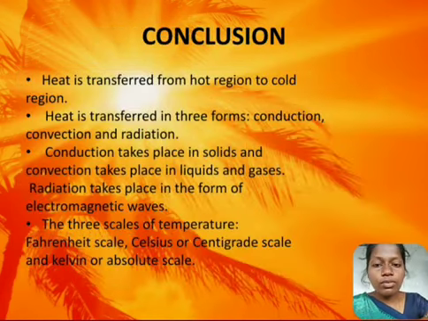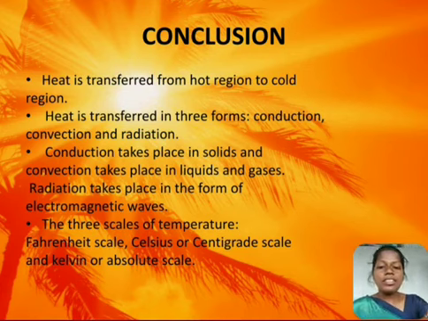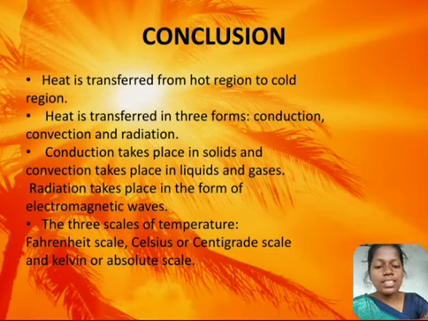Conclusion. Now we conclude this section. In this section we saw how heat is produced and how heat is transferred. Heat is transferred from hot region to cold region, and there are three forms of transfer: conduction, convection and radiation. Conduction takes place in solids and convection takes place in liquids and gases. Radiation takes place in the form of electromagnetic waves. There are three types of temperature scales: Fahrenheit scale, Celsius or centigrade scale, Kelvin or absolute scale.